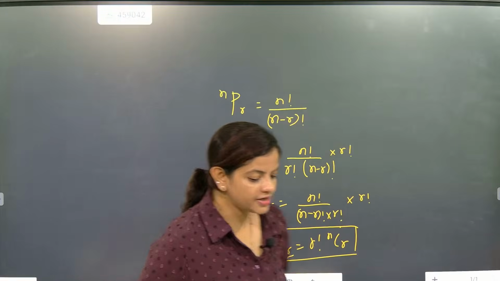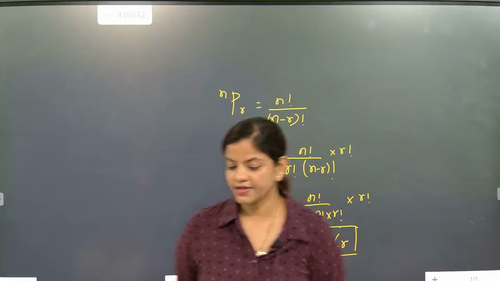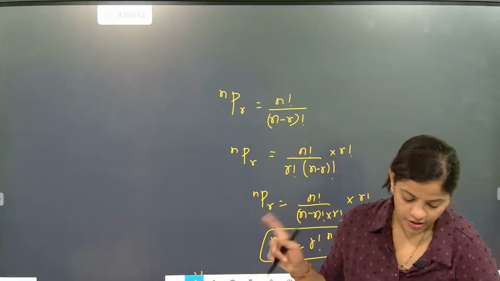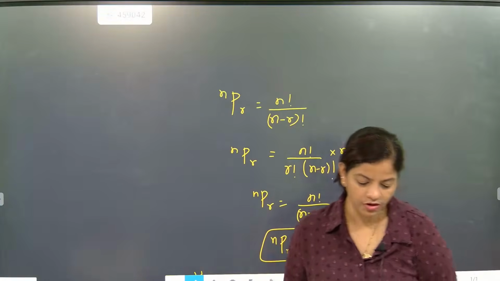So this is exactly how factorial problems are actually solved. Now we will go for the last one. One proof is there, please pay attention. This is exactly the relation between permutation and combination.